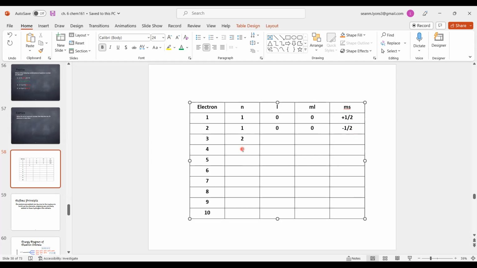And with the rest of these, it's all just going to be 2. So we can just go ahead and fill all those in. But with that, that means m sub l can be 0. And again, we'll have 2 electrons there. Or it could be equal to n minus 1.